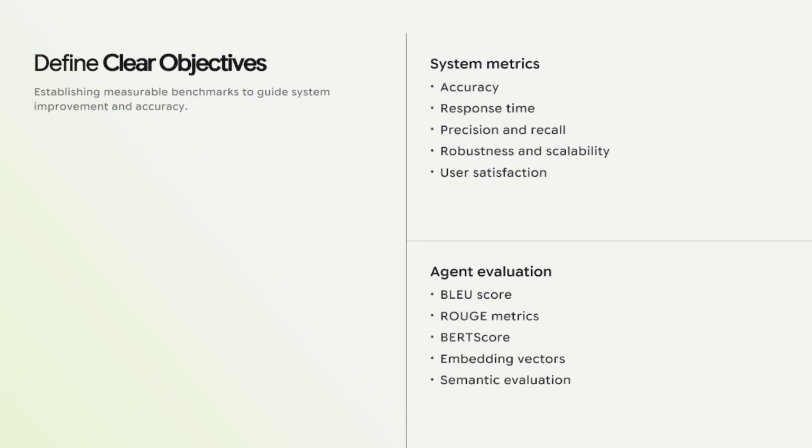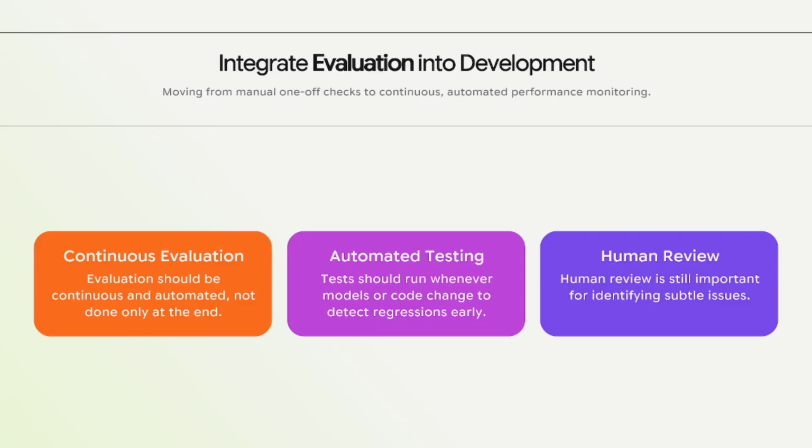So define clear objectives. When you want to measure your agent, define clear objectives. System objectives can be accuracy, response time, precision and recall, robustness, scalability, and user satisfaction. Agent evaluation can use BLEU score, ROUGE metric, BERT score, embedding score, semantic evaluation, latency, concurrency, and so on and so forth.